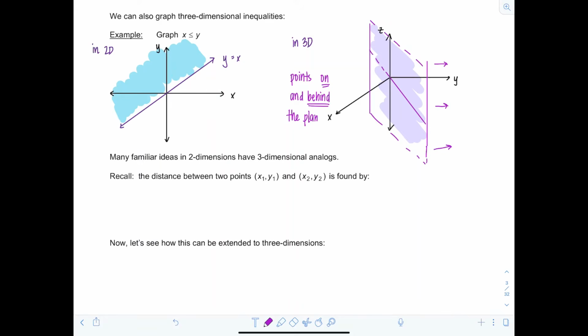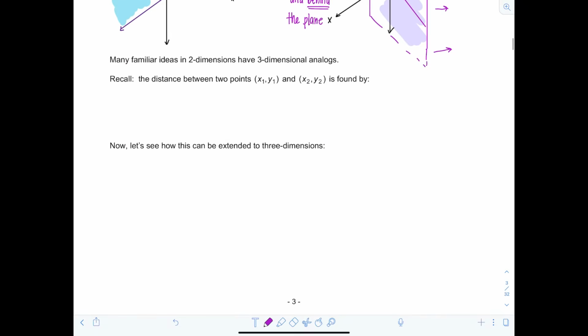And that's the best way to express your answer. Don't get carried away with doing lots of sloppy shading. Just draw some arrows to indicate, and then if you need to add some words to describe the region, that's totally appropriate. Okay, now let's look at some other 2-dimensional, 3-dimensional analogs.